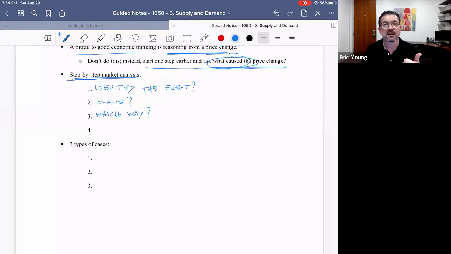So we identify the event, we ask which curve, we ask which way, and once we have the answers to that, then the fourth and final step, you bring it all together. You draw the new curve, you find the new equilibrium, you find the new P and Q, and you interpret it. And if you follow that methodical step-by-step process consistently, it'll become second nature for you to understand and predict market changes, okay?